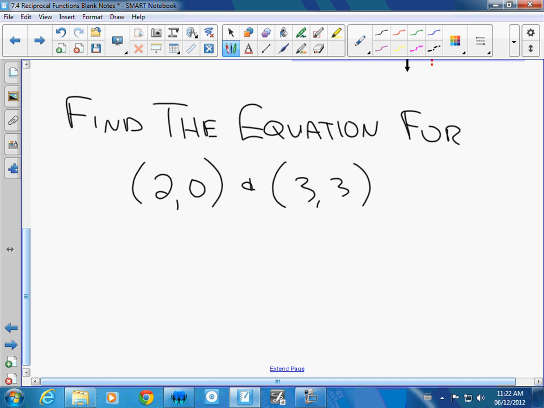Okay, if we want slope-intercept form, we want it as y equals mx plus b. We need to know two things, don't we? We need to know the slope, and we need to know the y-intercept. Don't we need to know that? That's true. Okay.